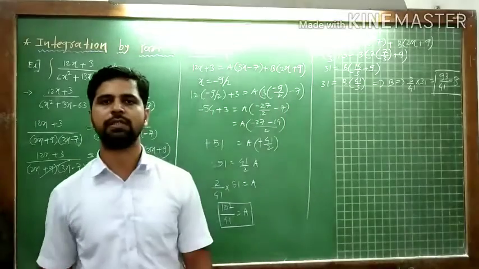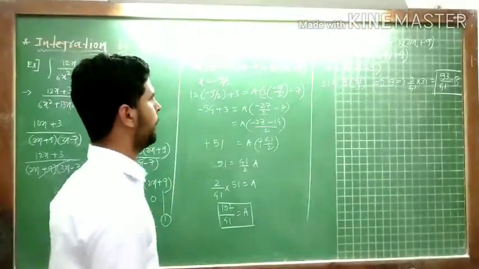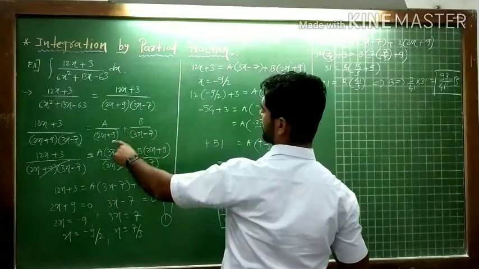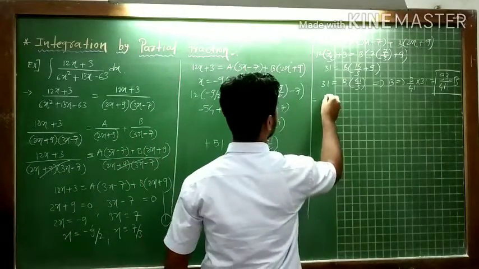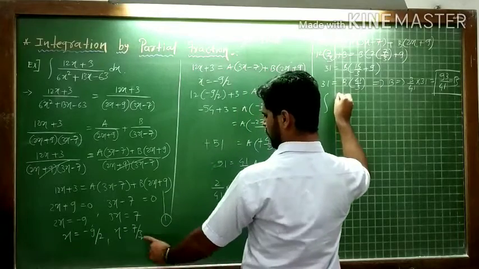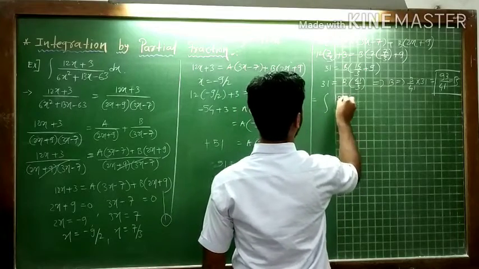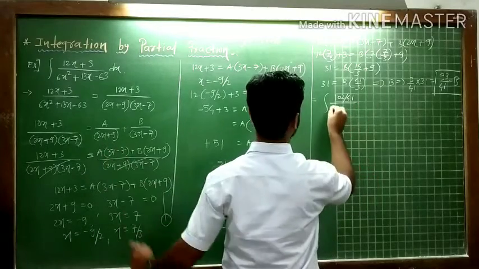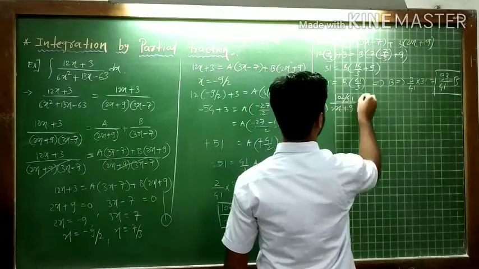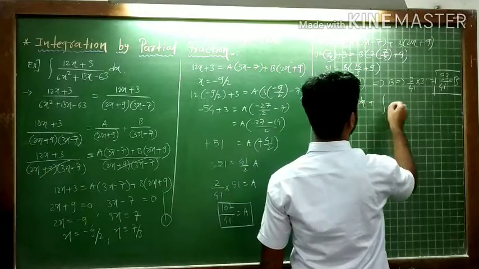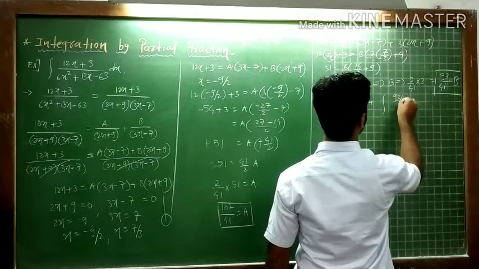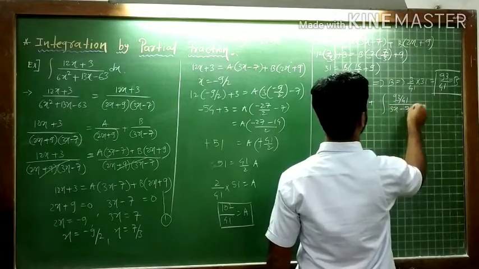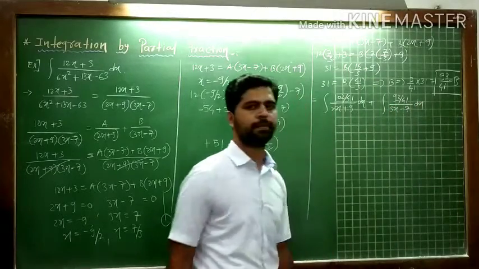93 by 41. This is the value of B. Okay. Now put that value of A and B in this expression where we have to find the integration. I'll put the value of A directly. What is the A? A I got 102 by 41, and the first factor is 2x plus 9, plus B, second factor is 93 by 41 divided by 3x minus 7 dx.